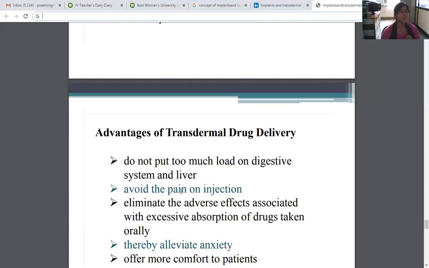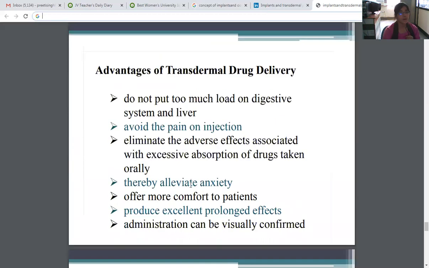Now we come to the advantages of the transdermal drug delivery system. It does not put too much load on the digestive system and liver. It avoids the pain of injection. It eliminates the adverse effects associated with excessive absorption of drugs taken orally. Thereby it alleviates anxiety, offers more comfort to patients, produces an excellent prolonged effect, and administration can be visually confirmed.